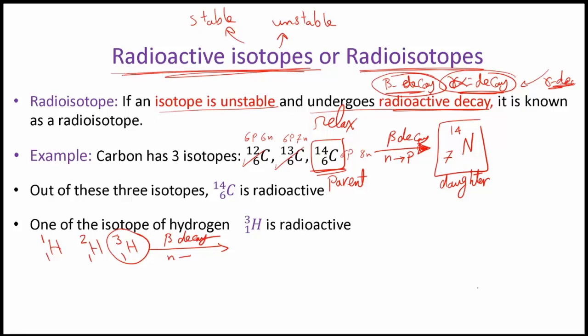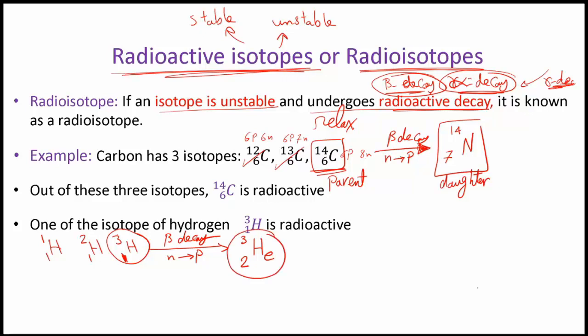Okay? A neutron changes to a proton inside the nucleus. So the number of protons increases, it becomes 2, while the total number of nucleons stays the same, 3. So it changes into another element that has 2 protons. What is this element? If you look at the periodic table, 2 protons means it's helium.